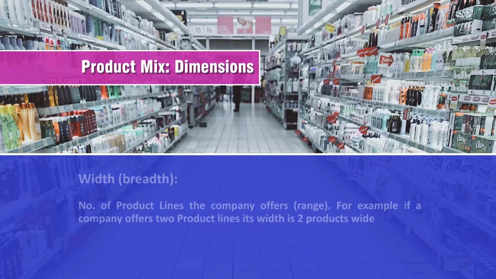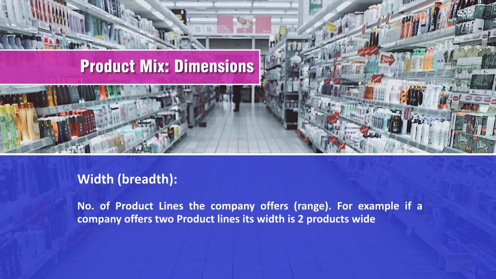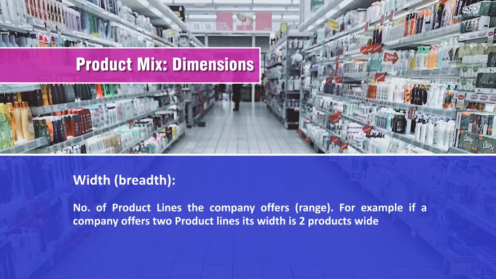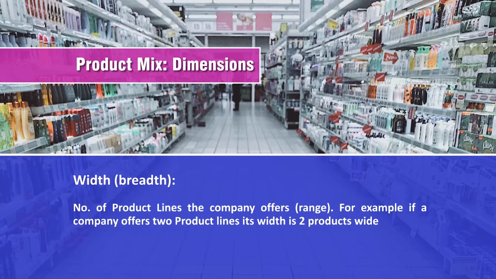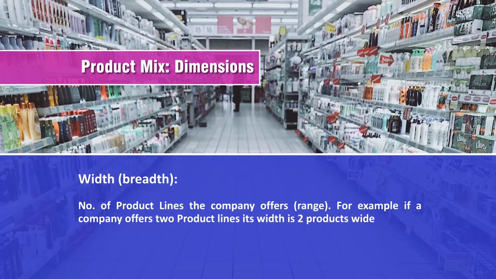So what is the width of the product mix? When we talk of the number of product lines the company offers, say for example the company is offering 2 product lines, then the width of the product mix would be 2 products wide.